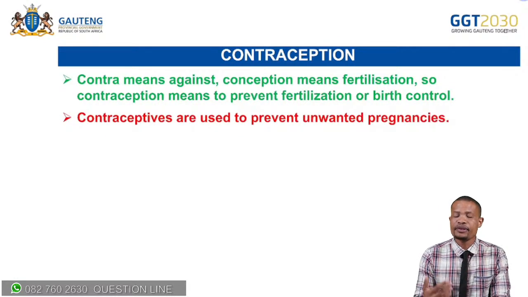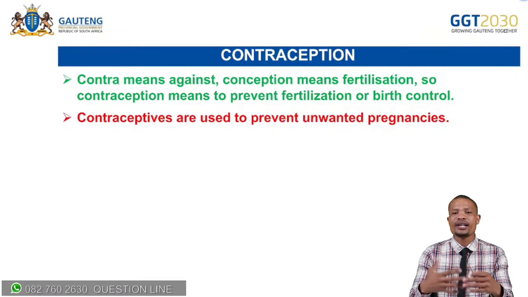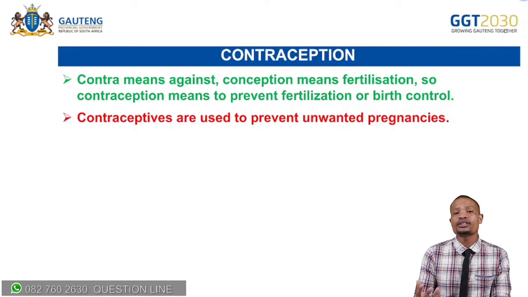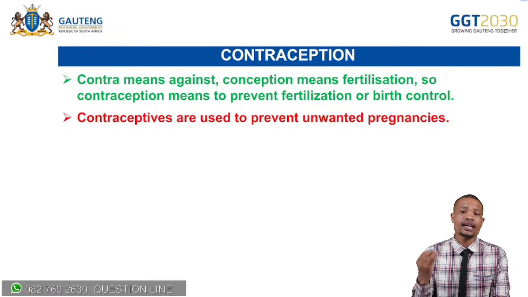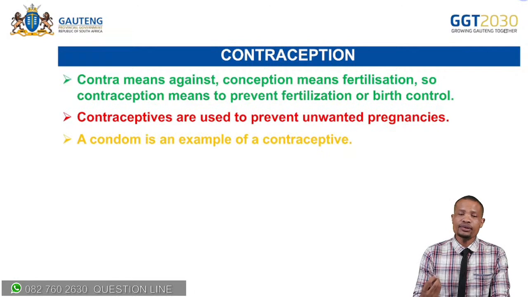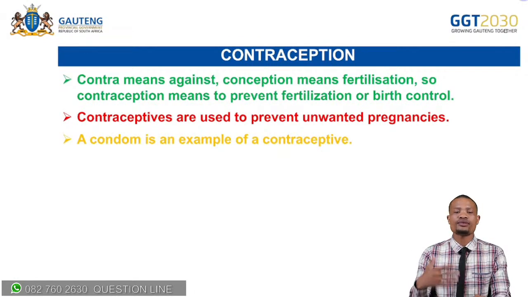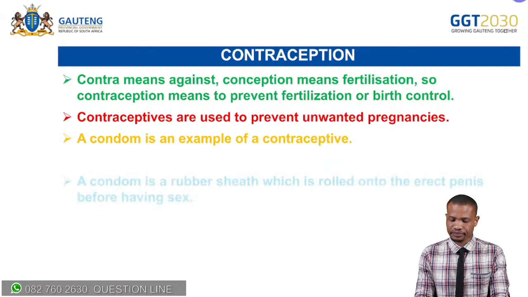Contraceptives are used to prevent unwanted pregnancies. Now, some people may not be in a position to want to have children for many different reasons, and contraceptives are like their best option to ensure that they don't get unwanted babies. A condom is an example of a contraceptive, okay? So people make use of condoms to prevent pregnancy, right?